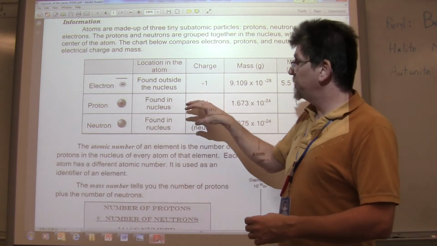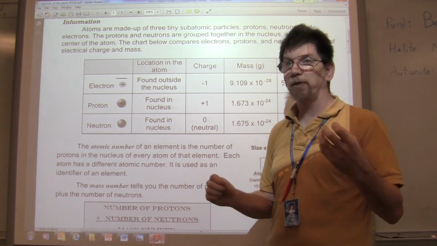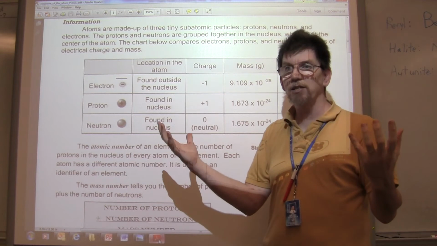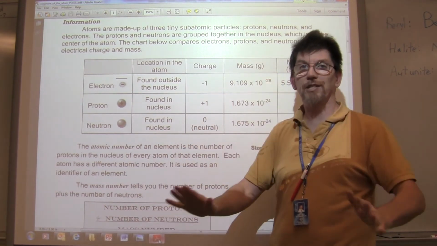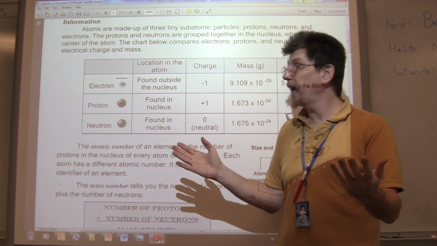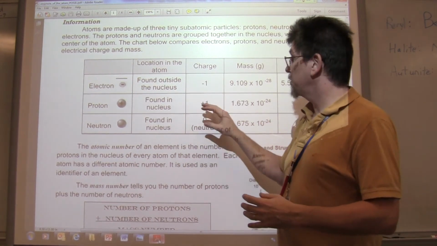So if you have the same number of protons and electrons in an atom, the overall charge is 0. If you have 10 protons in the nucleus of an atom and you have 10 electrons, 10 pluses and 10 minuses, your overall charge is 0. So it's a nice, stable, kind of boring atom that you have when you do that. So that's the play of the electrons, protons, and neutrons.